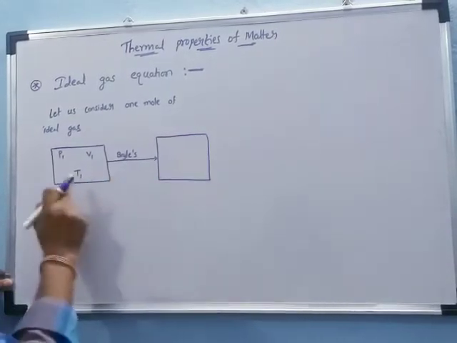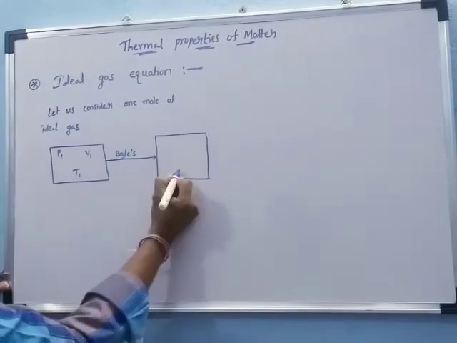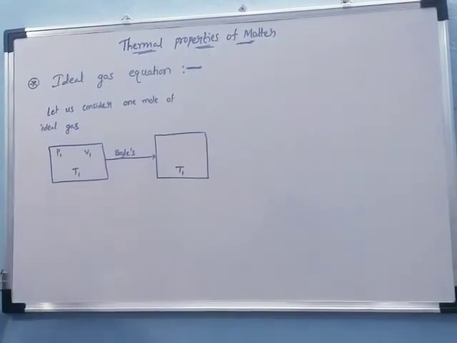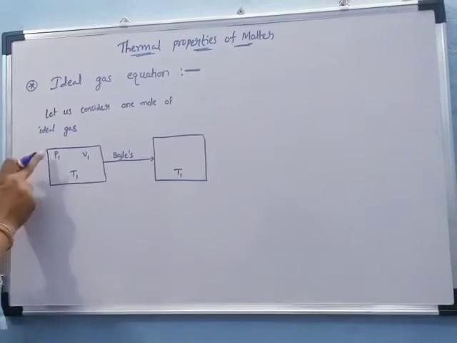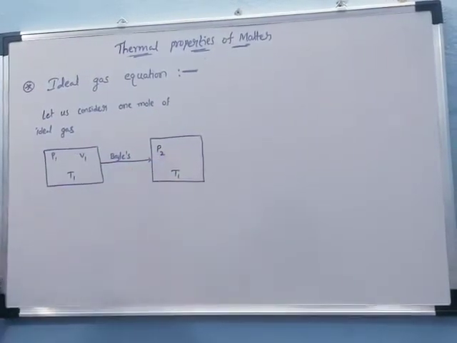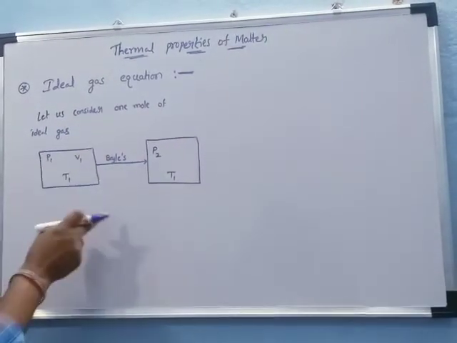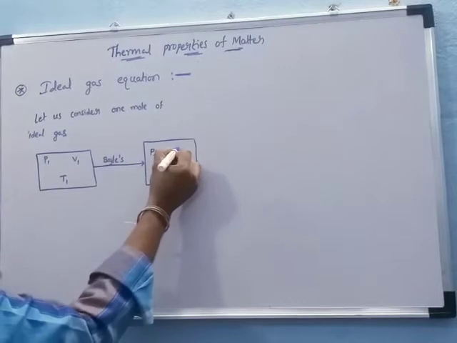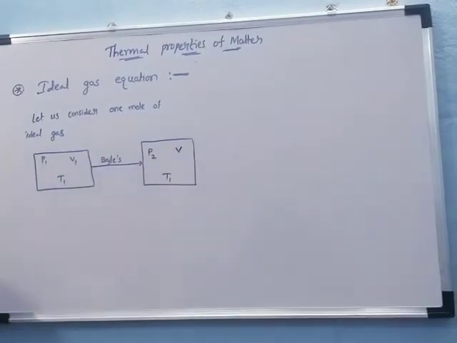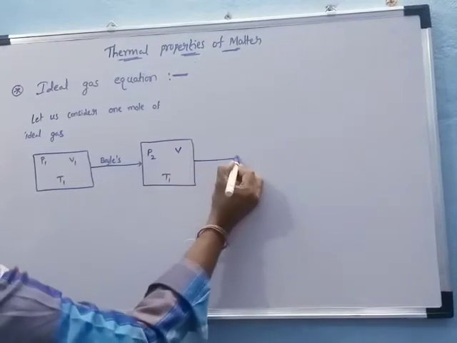The initial temperature is T1. When we apply Boyle's law, the temperature remains the same, it is constant. The pressure will increase from P1 to P2, and because the pressure increases, the volume will decrease from V1 to V. Next, from this position we can apply Charles law.